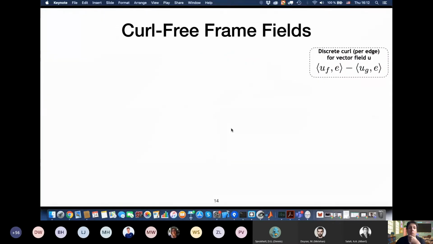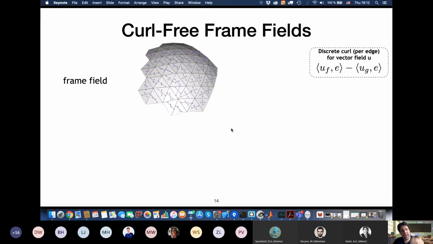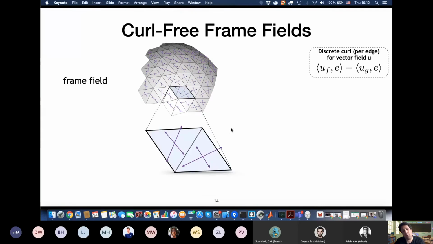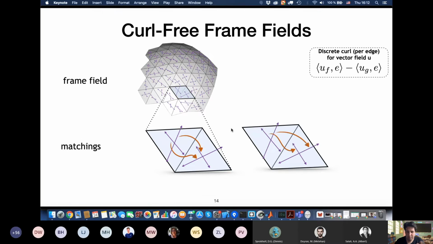And we oftentimes want to compute frame fields that are curl-free, so we can integrate them into parameterization and then meshes. So we take this nice field that we want to integrate into a mesh. And when we want to have it curl-free, that means there is some kind of matching between the vectors, such that each of those matched vectors are curl-free. But that's enough details just to close up this point.